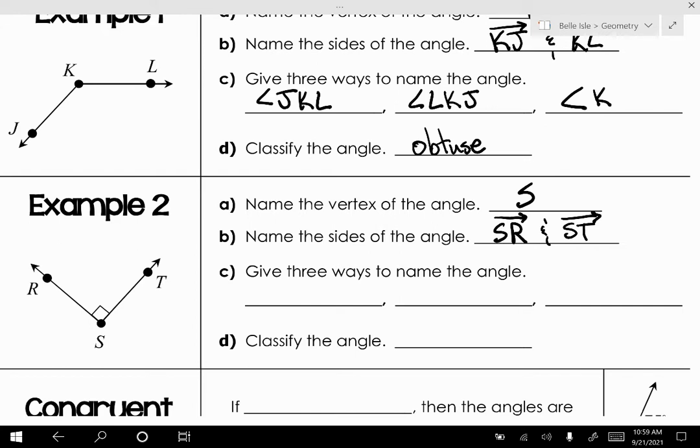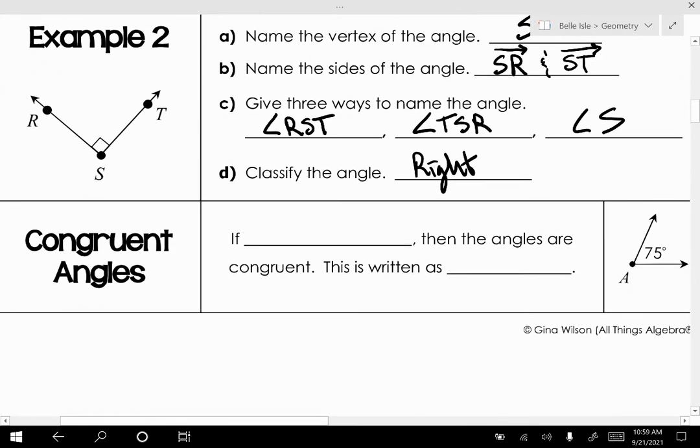C. Give 3 ways to name the angle. RST, TSR, S. Classify, right? Which means it's how many degrees?